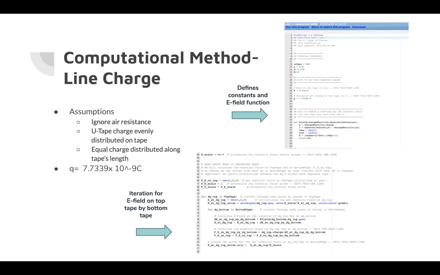My computational method allowed me to use the line charge model, which I have presented to you on the right. In the first screenshot, I define the constants and my E field function that I use in my code. And here I have Q, which is equal to 7.7339 times e to the negative 9, which was the Q that finally made my force of gravity equal to my force of electricity, which showed that they were in equilibrium. And then in the bottom screenshot, I have the iteration of my E field, showing how the top E field was made by the bottom tapes and how we're iterating through all the pieces.